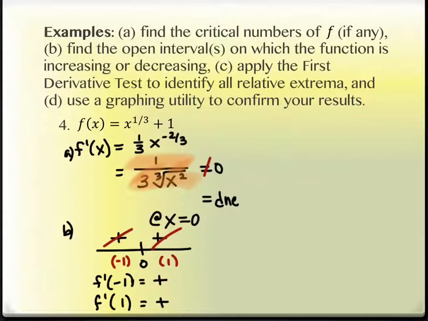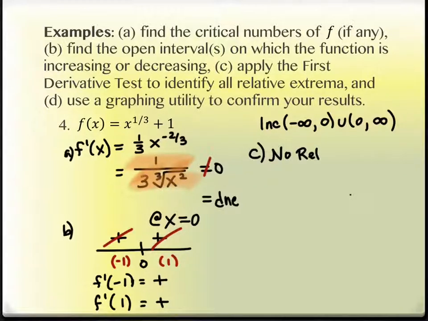So as I'm interpreting what I have found, this is increasing from -infinity to 0 and from 0 to infinity. It's not decreasing anywhere. Don't have to write it down because it doesn't apply. And on part C, where it asks me about relative extrema, maxes and mins, what am I going to say? Yeah, there are no relative extreme values. And if you confirm this with your calculator, it looks like this.